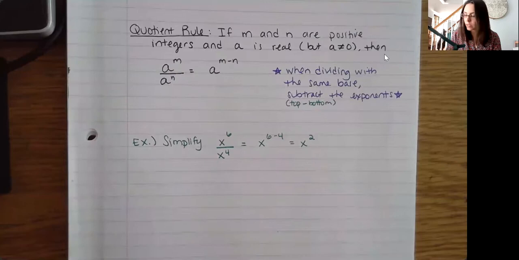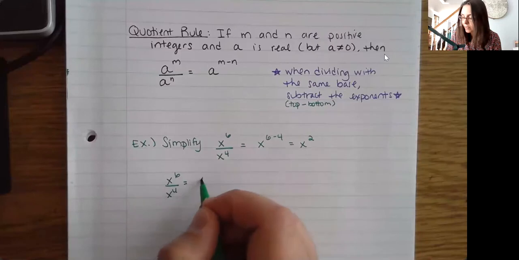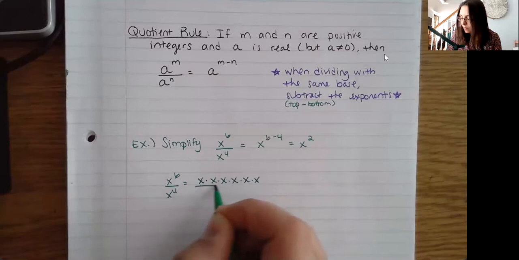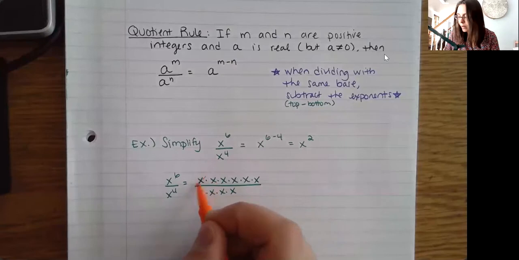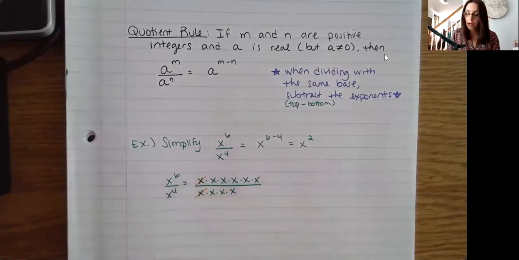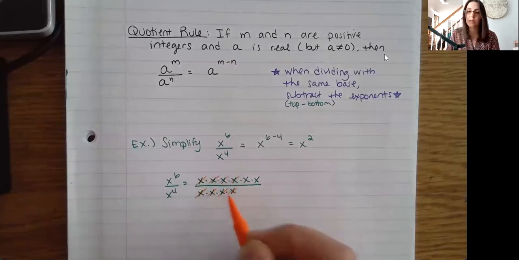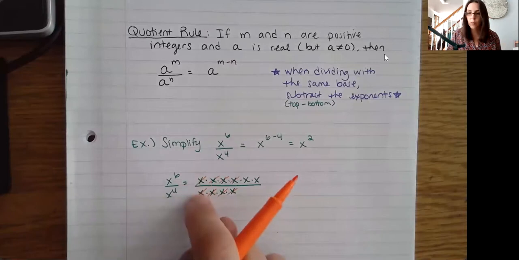And I'll show you why it actually works. So if you think about x to the 6th and x to the 4th, x to the 6th means that we have 6 x's being multiplied together. And x to the 4th means that we have 4 x's being multiplied together. So if you think about canceling and simplifying fractions, we can cancel pairs of factors on the numerator and denominator. So that pair of x's cancels, this pair cancels, this cancels, and this cancels. And the reason each of these individually cancel is because when we divide the same thing by itself, we get the result of 1. So x divided by x is just 1.